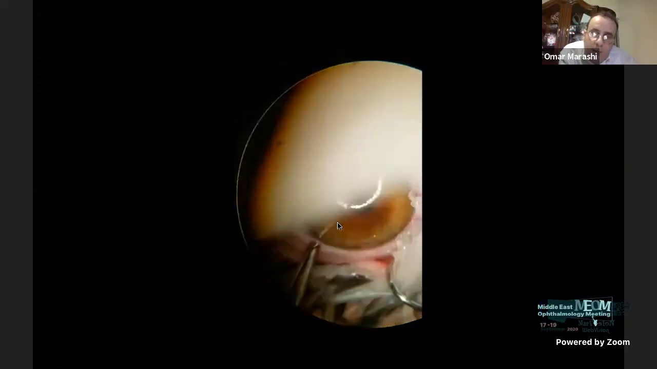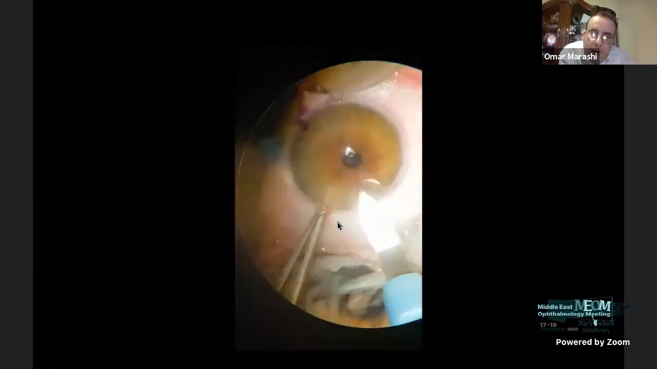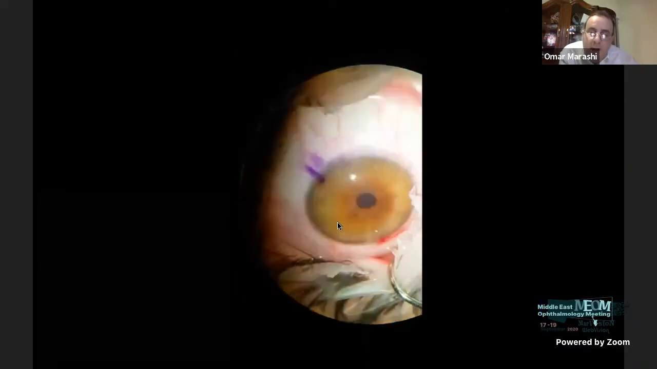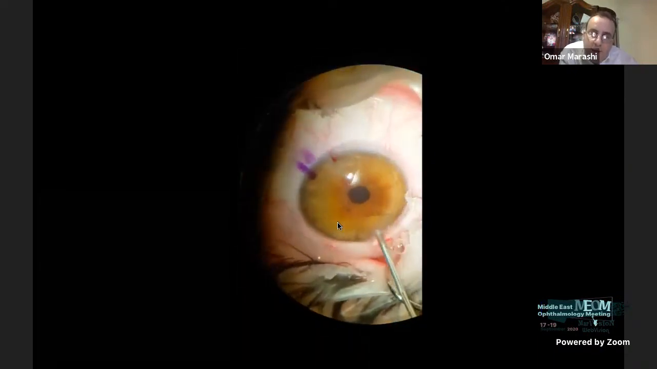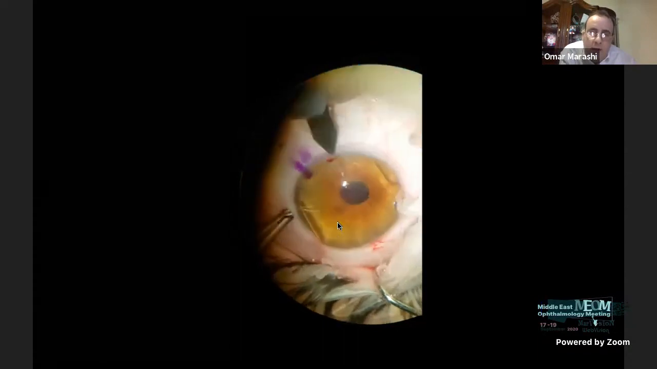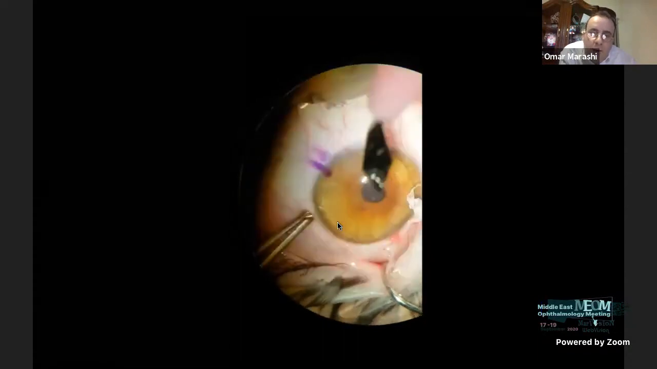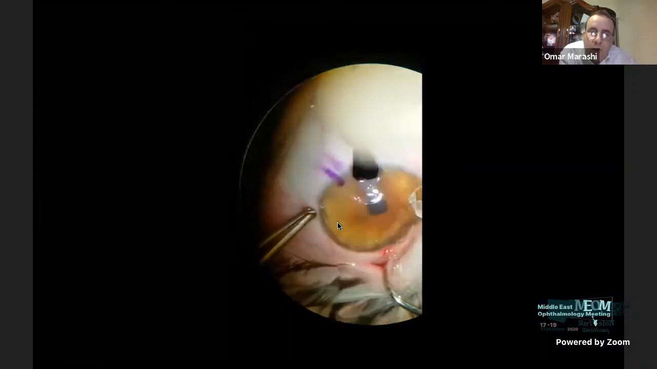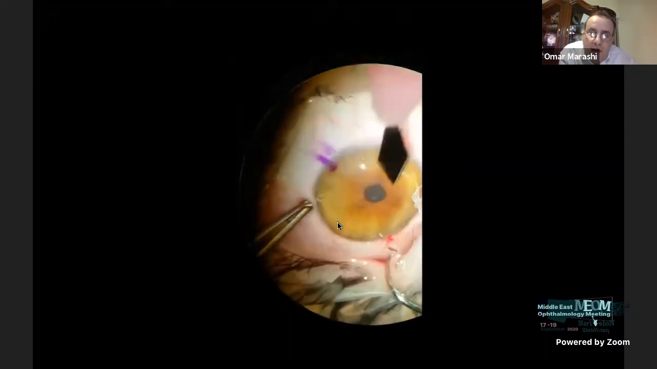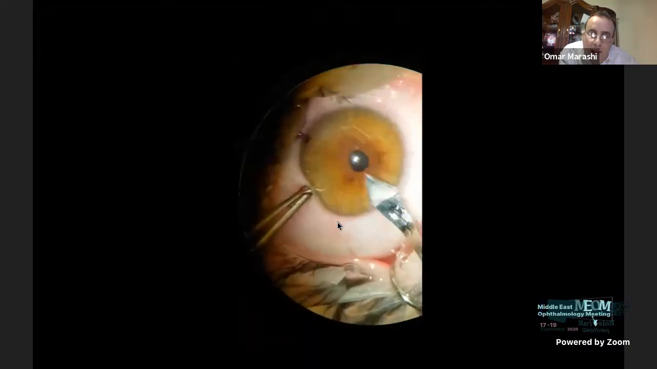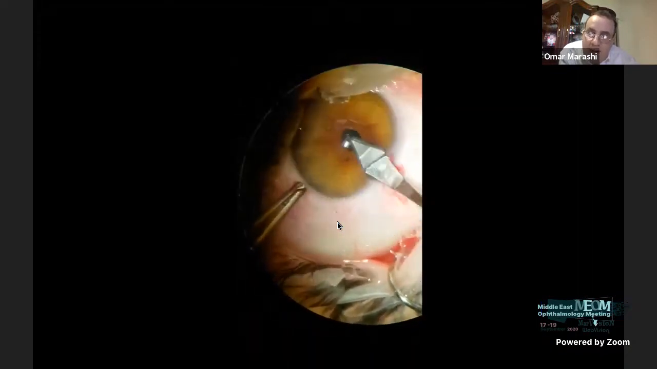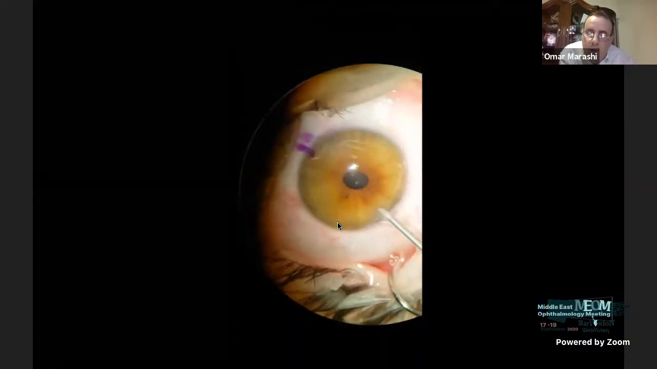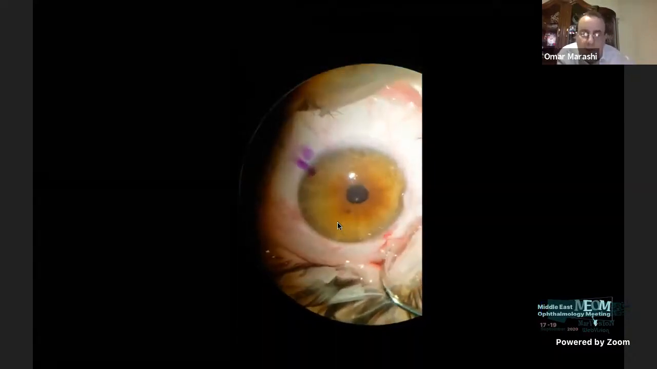Then 1 millimeter away from it, I go parallel and open another wound without making the wounds intersect. Here I put some OVD because the anterior chamber shallowed. I am now changing the blade to a larger blade just to make sure that these wounds are open. Of course, this patient is phakic. And this concludes the operation. It's very simple and easy if you fall on the right plane.